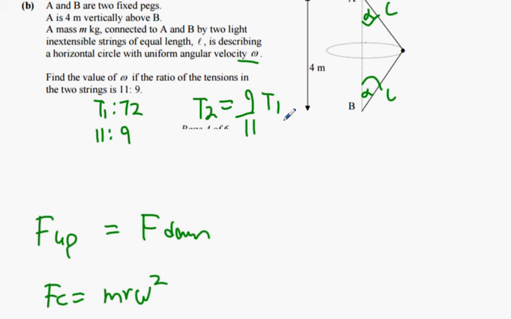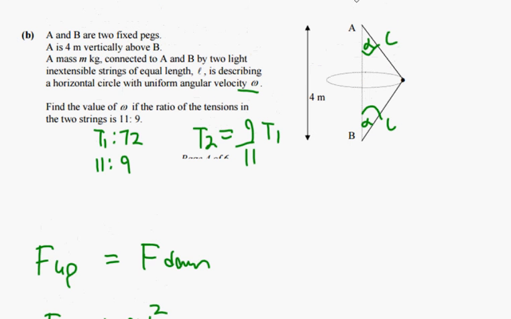Now, what we're going to do next is force up equals force down, and I'm going to break up the tensions. So this is T1 here, and this is T2 down here. So T1 going upwards in this direction, and then T2 going downwards in this direction here. Dot them up.